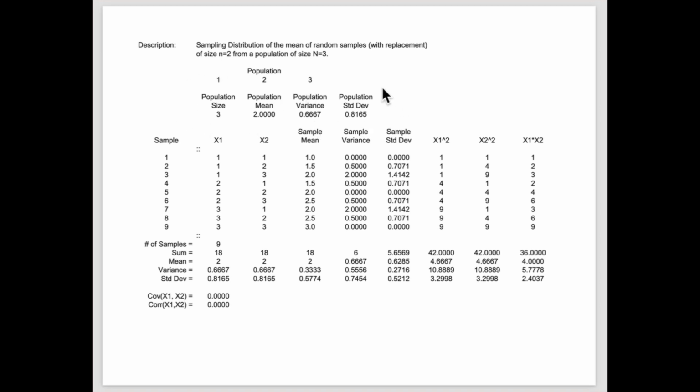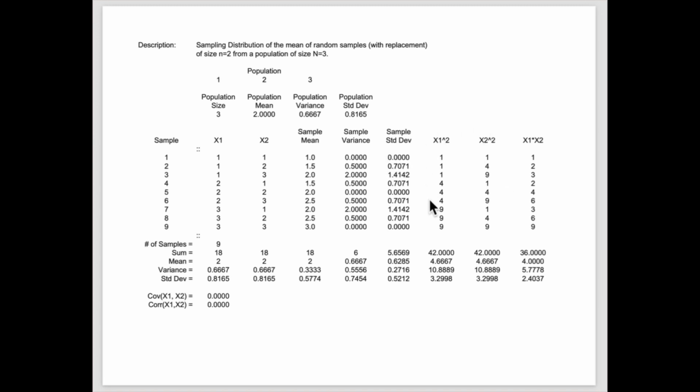Then underneath the area for the population, I've got an area where I list all 9 possible samples, and then I have the sample values for x1 and x2, and those are entered by hand, but everything to the right and down below is programmed in, so I'm able to very easily calculate the sample mean for each sample, the variance of each sample. I've also got the sample standard deviation here.